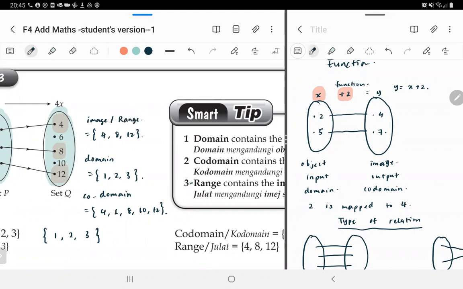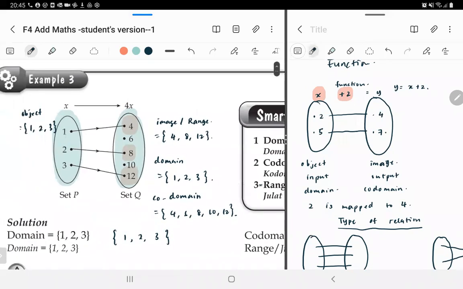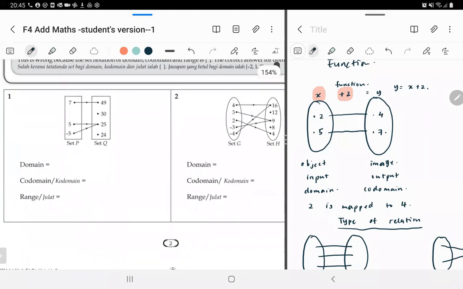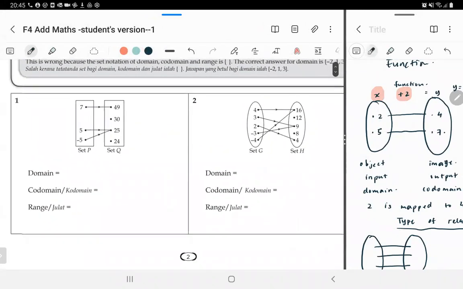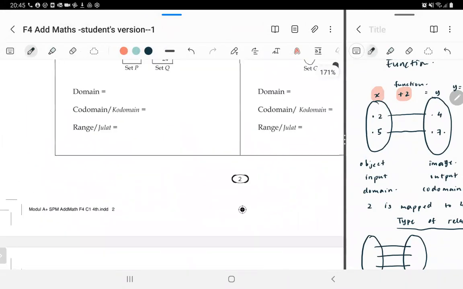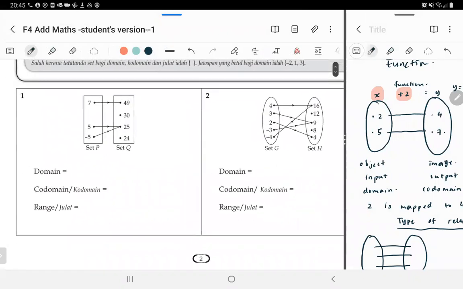Okay, so now the 3 keywords are domain, codomain, and range. Domain is everything that maps to someone else. Codomain is the images and the non-images. Range is the images only, the ones involved in the mapping only. Okay, so now try to take some time to write this answer. It is better if you have a notebook to write, or else you can write it on a piece of paper. Try to differentiate the domain, codomain, and the range here.